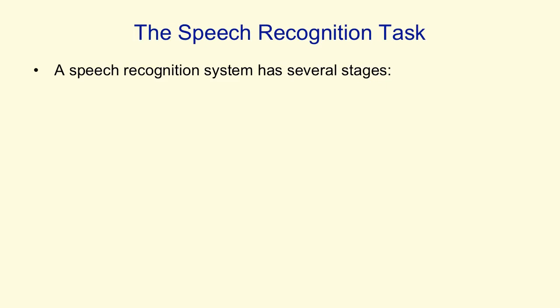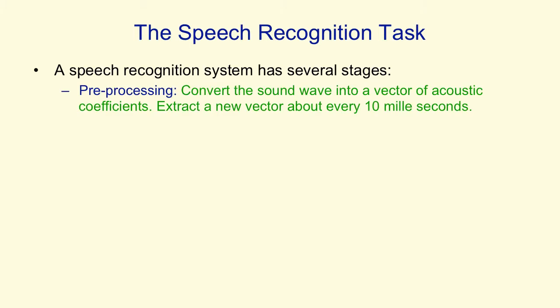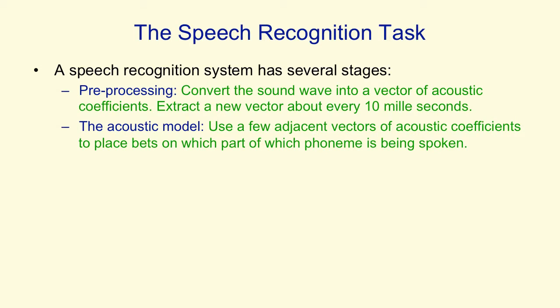Another task that neural nets are now very good at is speech recognition, or at least part of a speech recognition system. Speech recognition systems have several stages. First, they pre-process the sound wave to get a vector of acoustic coefficients for each 10 milliseconds of sound wave, so they get 100 of those vectors per second. They then take a few adjacent vectors of acoustic coefficients, and they need to place bets on which phoneme is being spoken. So they look at this little window, and they say, in the middle of this window, what do I think the phoneme is, and which part of the phoneme is it?